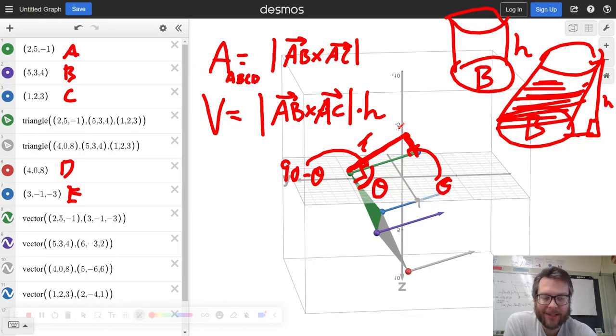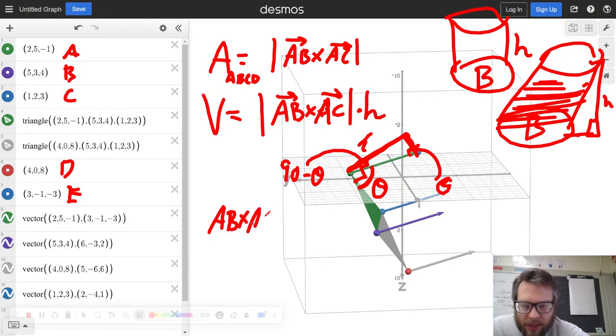It may not be exactly as long as H, but it's moving in that same direction because it's going to be perpendicular to the base of the parallelepiped. Okay, so what I know is that if I look at the cross product AB cross AC, this forms a certain angle with AE. Remember, AE is this part right here.